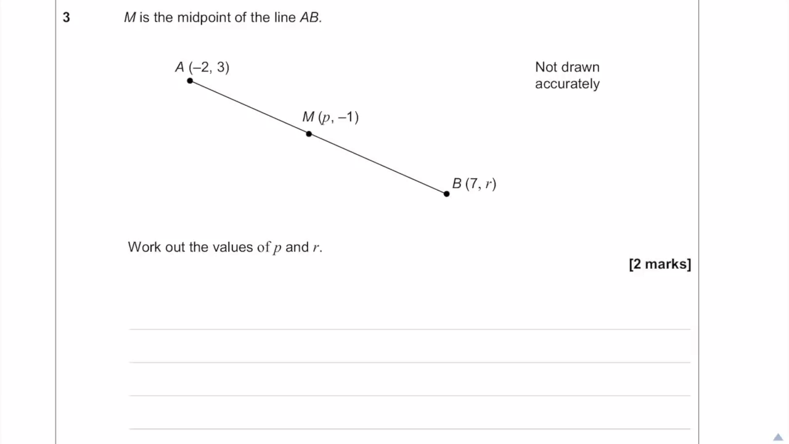So to find the x coordinate of the midpoint, we're going to do minus 2 plus 7, divided by 2. And that's going to be equal to p. And then our second equation, looking at the y coordinates, we're going to do 3 plus r, divided by 2, equals minus 1. And now we just need to solve these two equations to work out the value of p and r.